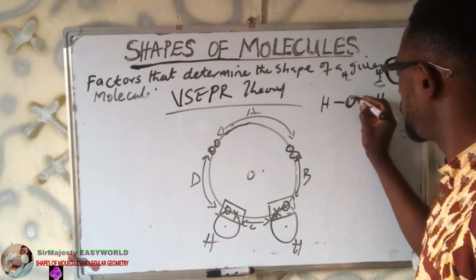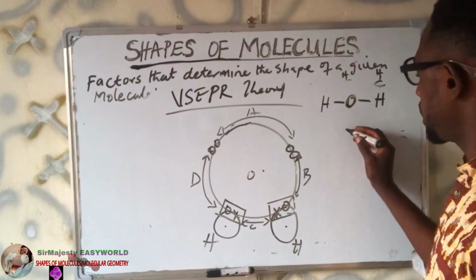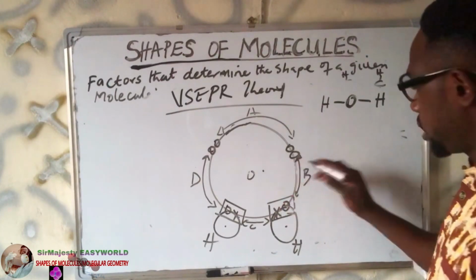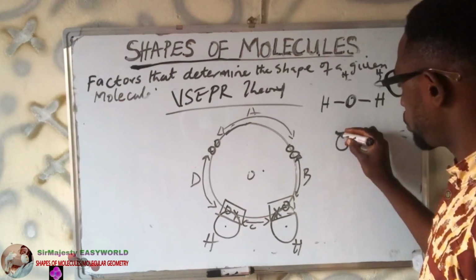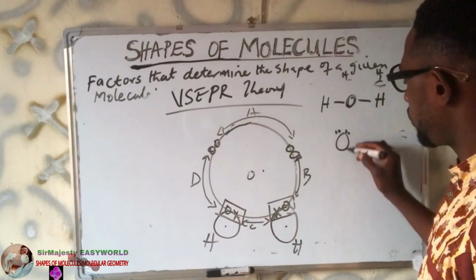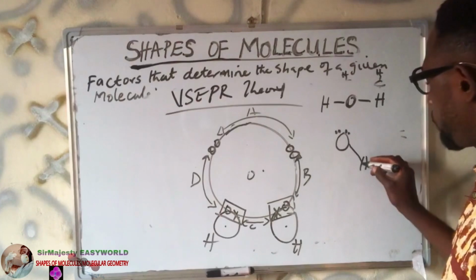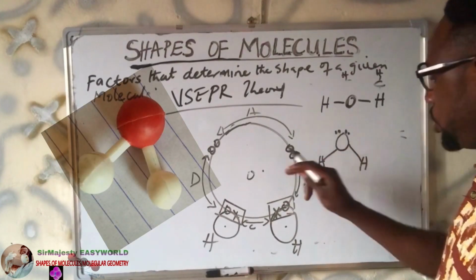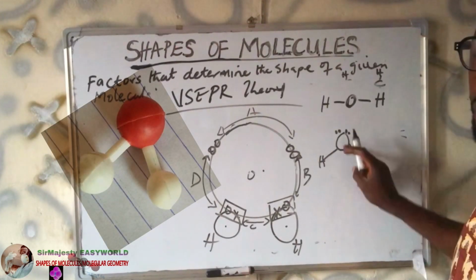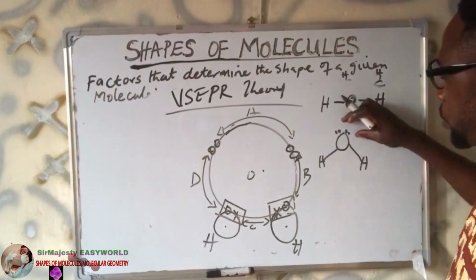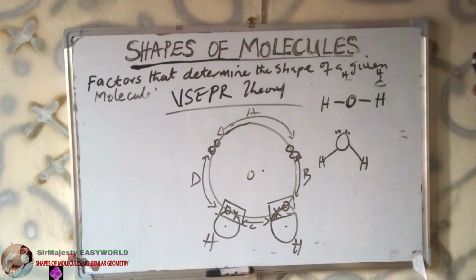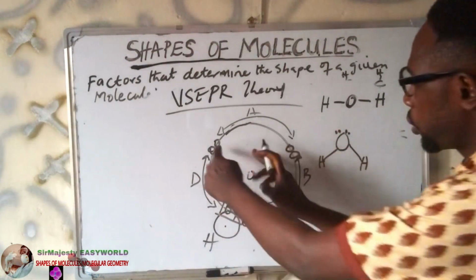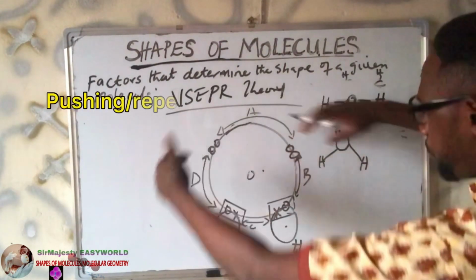So drawing the Lewis structure of water, which is what we have here, but this is not the dot and cross. If you want to draw the Lewis structure, you use small dots for lone pairs, then use lines for bond pairs. So this structure and this structure are the same. This is oxygen. So these 4 dots show 2 lone pairs, while this shows 2 bond pairs. So in this case, the lone pairs are pushing each other.